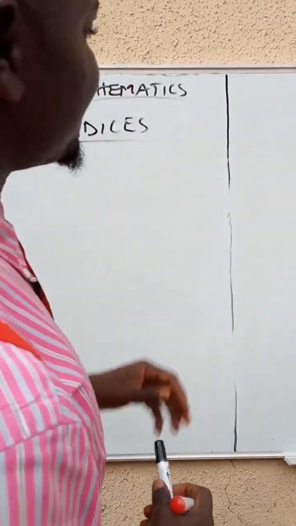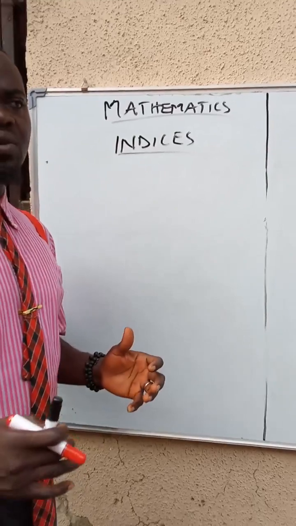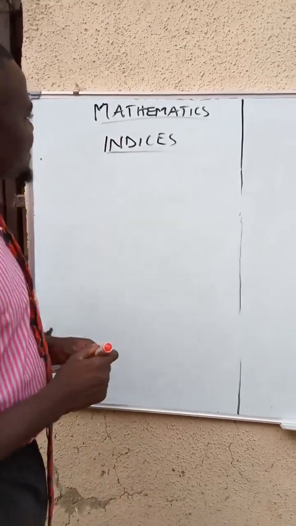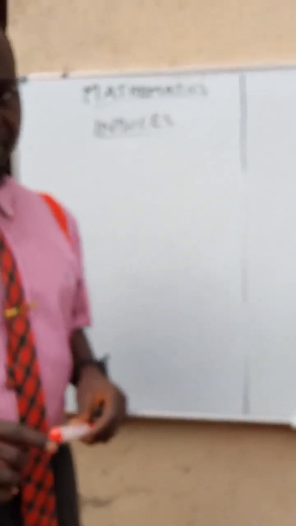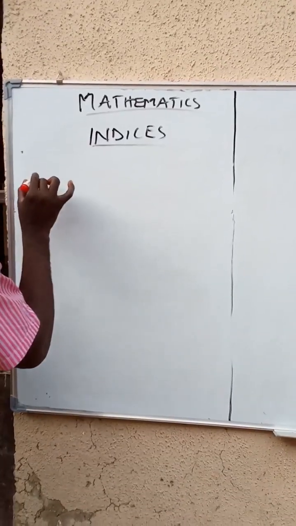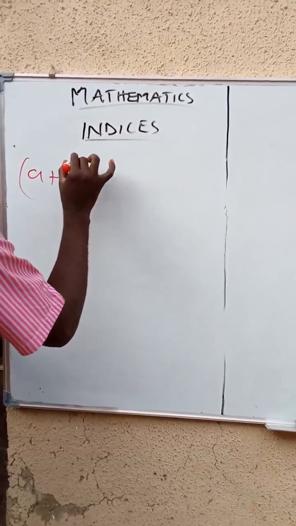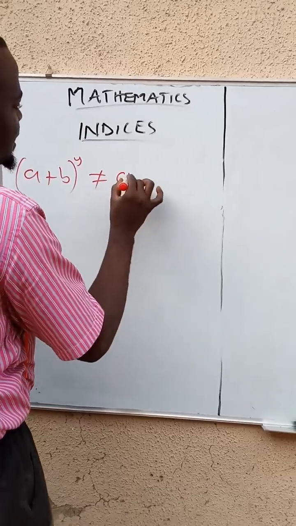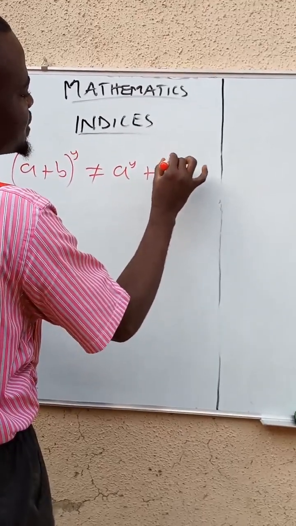Last time we treated the rules, and I was able to give about 10 rules, and I still gave two conditions. I said, maybe you must have forgotten, that a plus b raised to the power of y is not equal to a raised to the power of y plus b raised to the power of y.